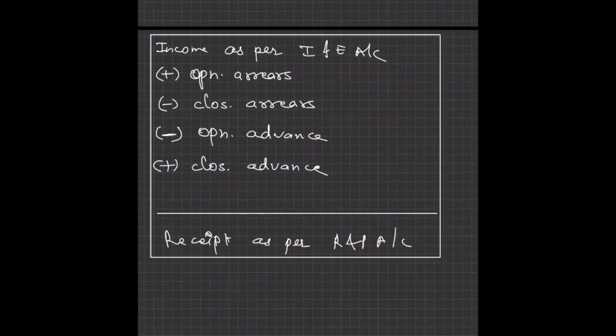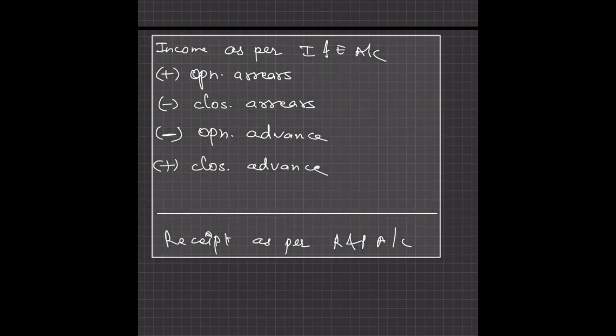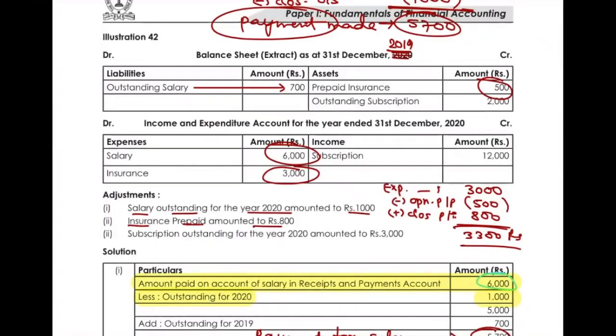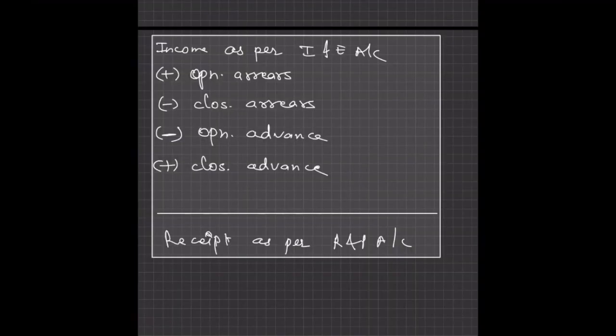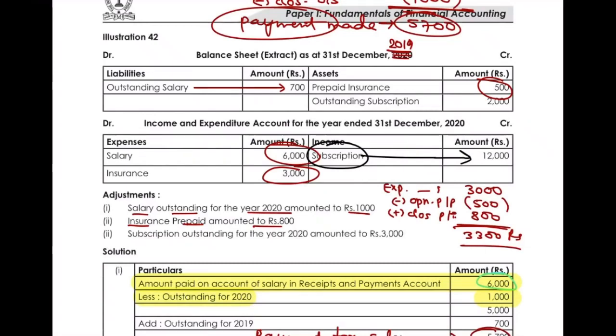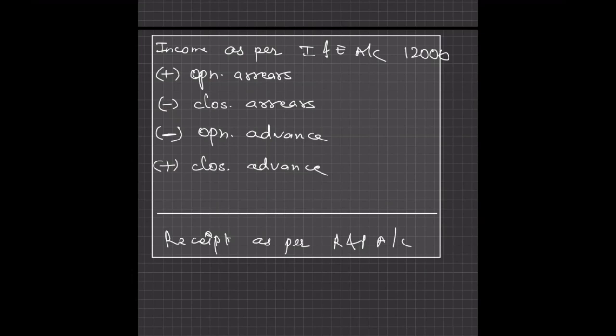So let's, by this statement method, let's try the income. So here you have the income of what? You have subscription income of 12,000. So let us write the income as per income and expenditure account is 12,000. Then what information else is given in the question? They have given an outstanding subscription. So this is subscription in arrear of 2,000. This is opening outstanding. So opening outstanding should be added. This is plus 2,000.